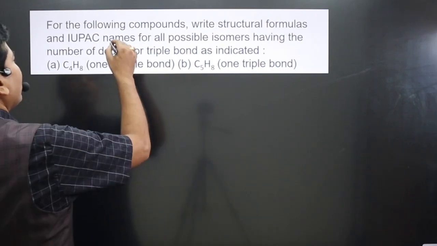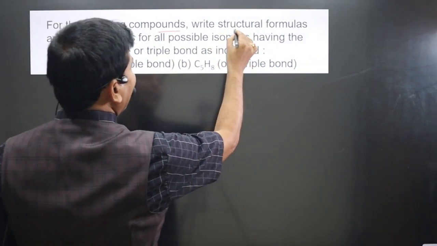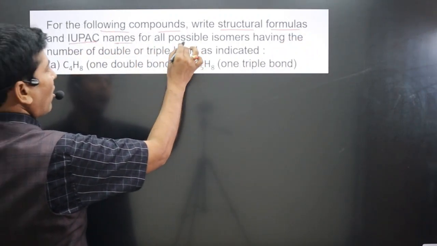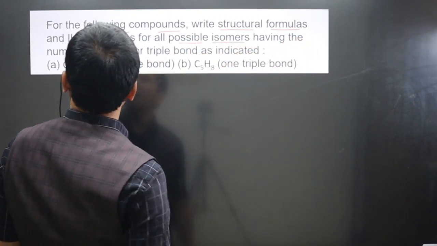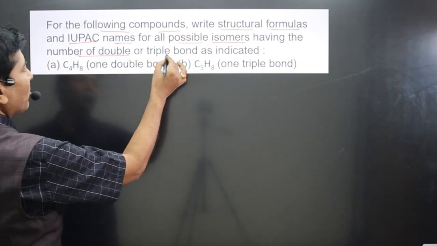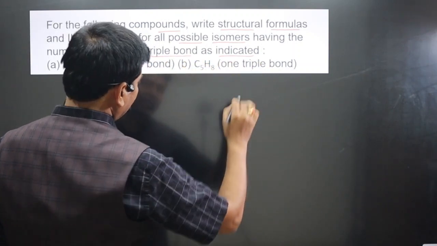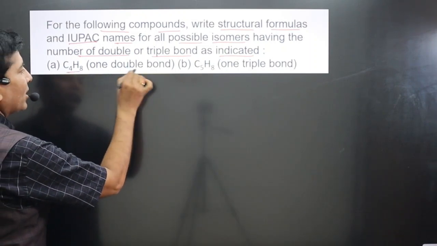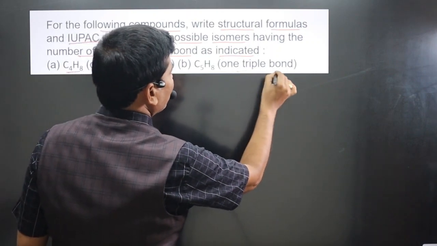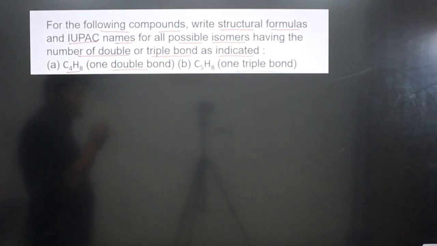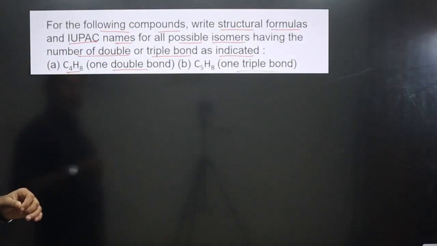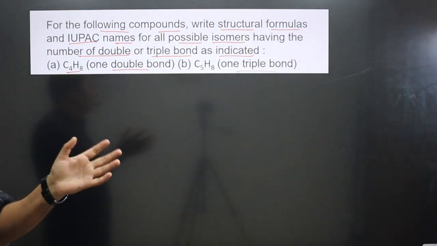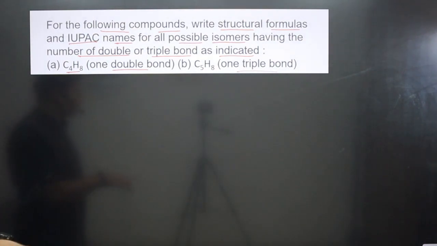The question says: for the following compounds, write the structural formula and IUPAC names of all the possible isomers having the number of double bonds and triple bonds as indicated. You can see in the first compound we have one double bond, and in the second compound we have one triple bond. We have to write the structural formula, IUPAC name and all their isomers. So one by one we can do it.